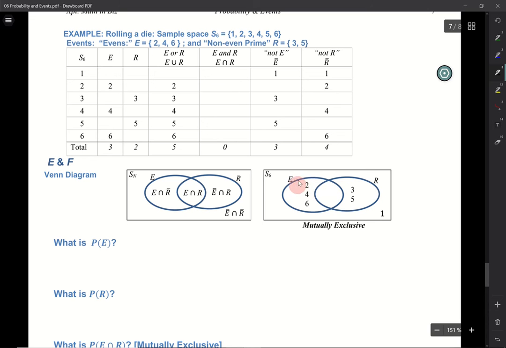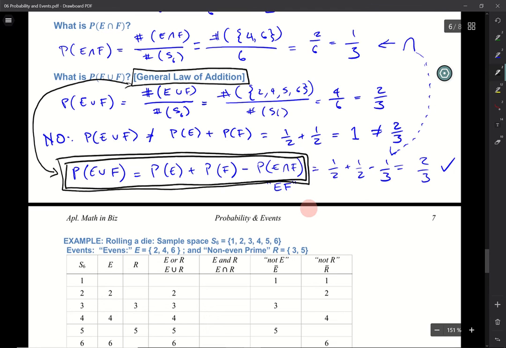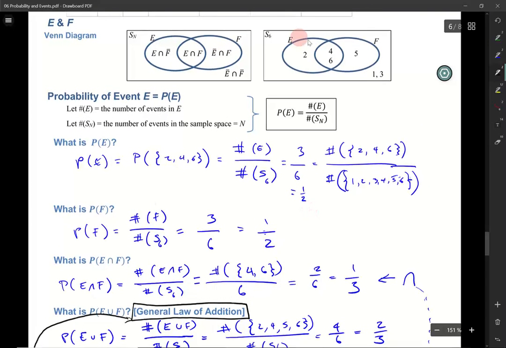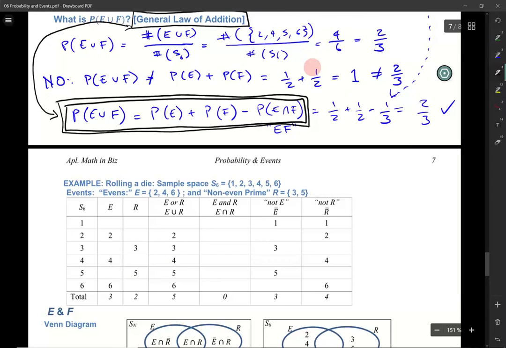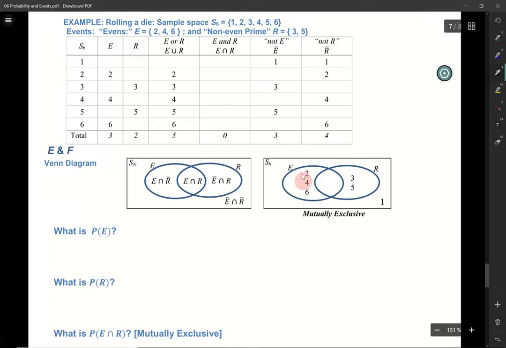So here, you can see that E is 2, 4, 6. Before, we still had E being 2, 4, 6, but there was some intersection. Now that the intersection is empty, the set E is over there, and the set R is over there. And actually, there's a name for this, and it's called mutually exclusive. And so this means that the intersection of E and R equals a null set.